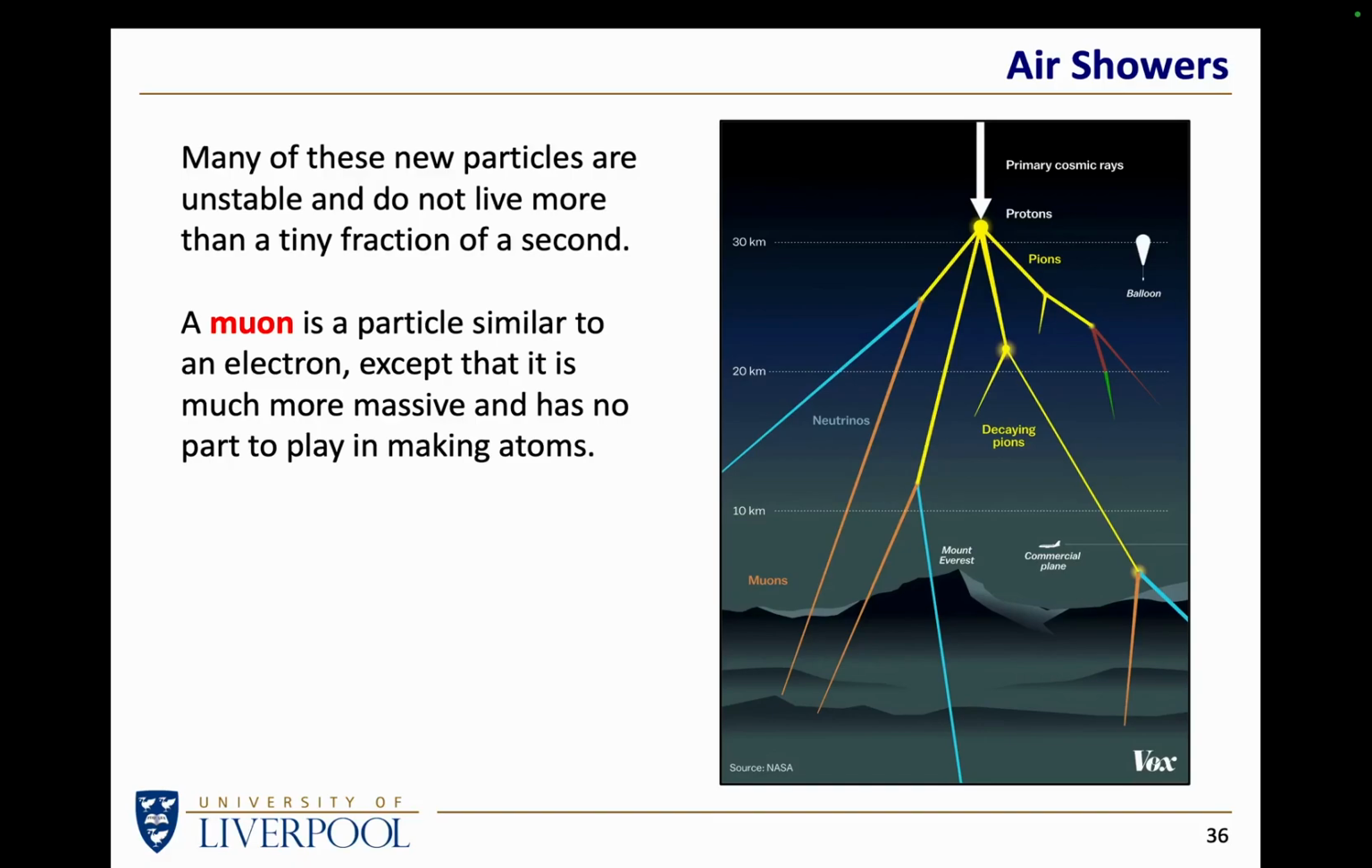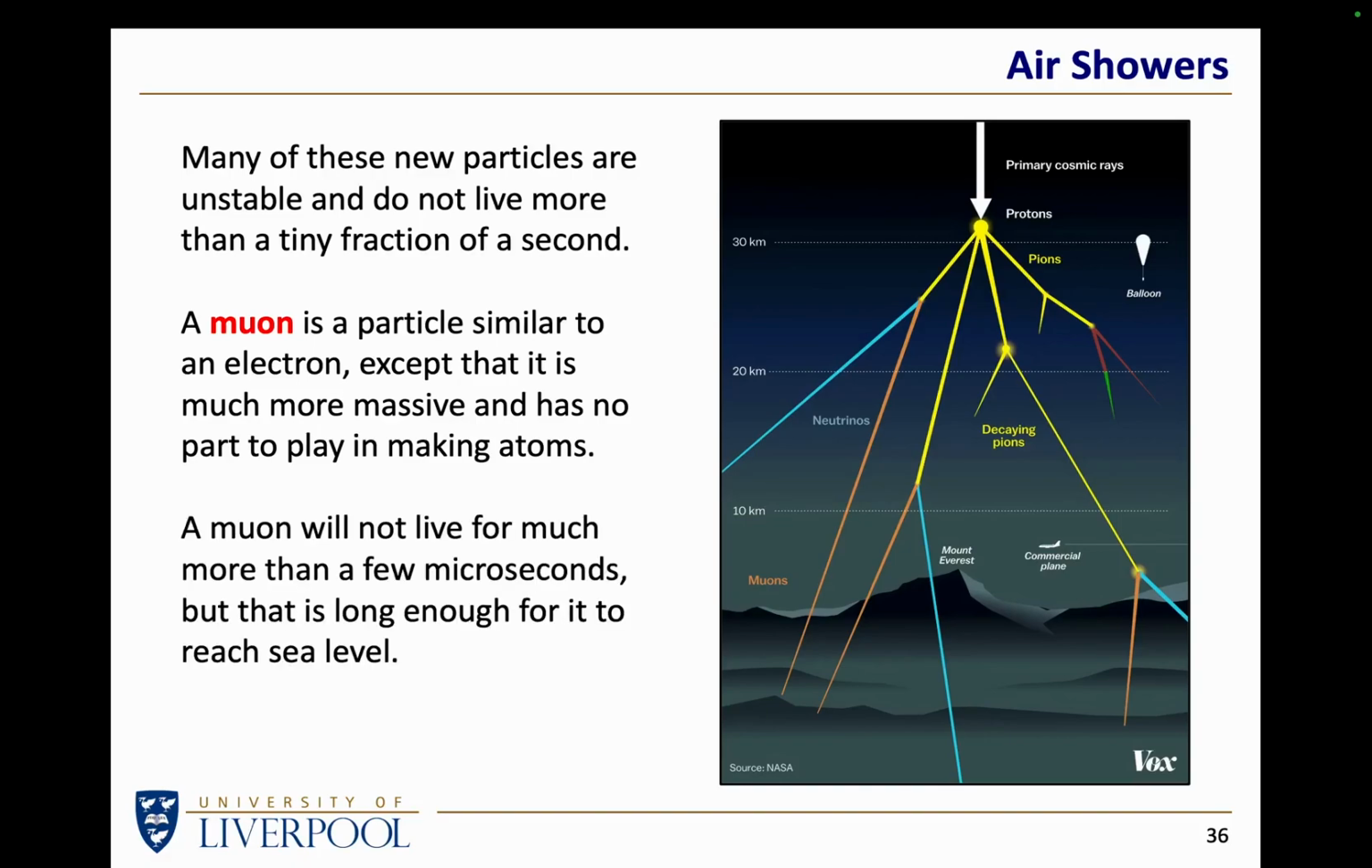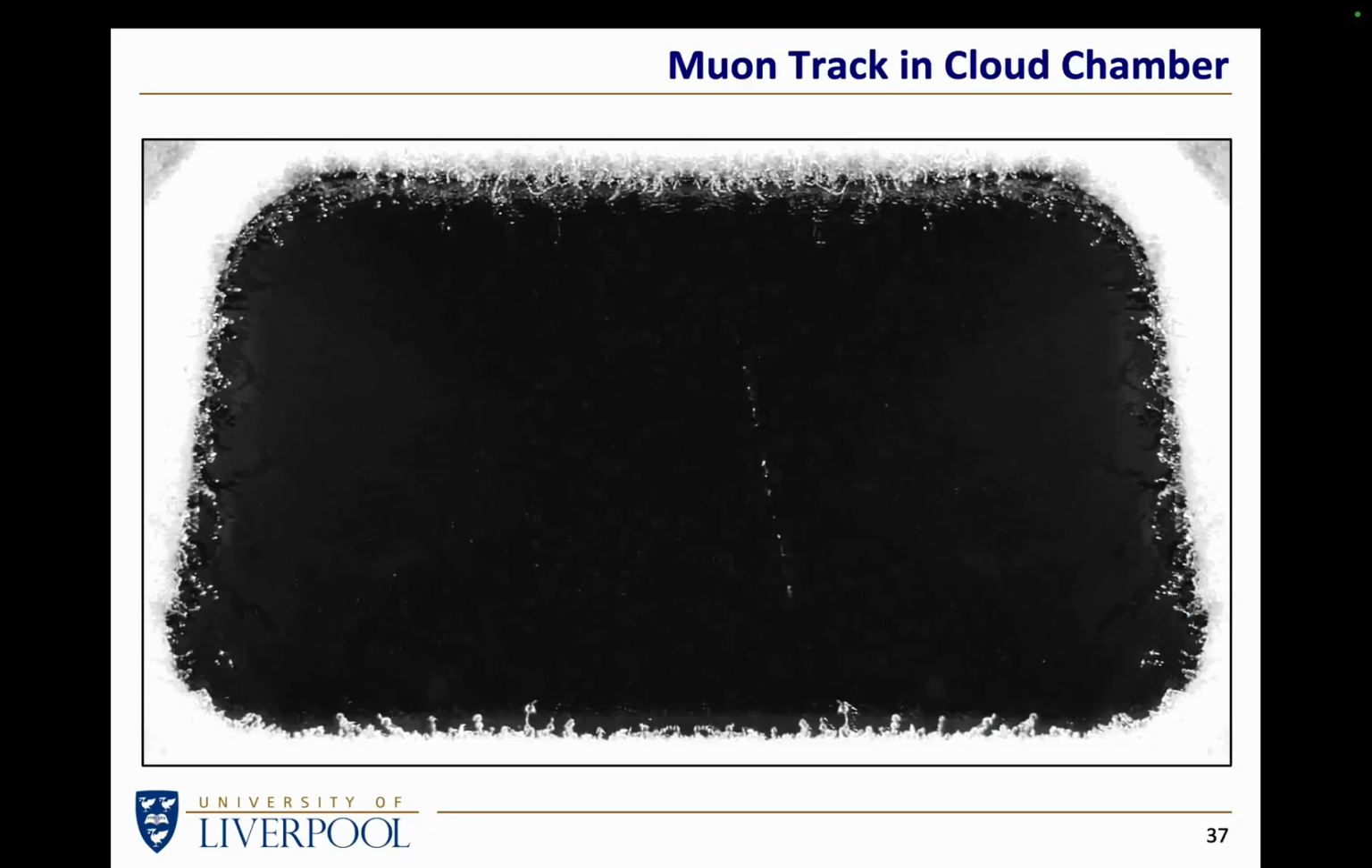So muons have no part to play in making atoms, but a lot of them are generated by cosmic ray showers. And a muon will only live for a couple of microseconds, a couple of millionths of a second or so. But a few microseconds is long enough for the particle to come from the high atmosphere through a cloud chamber, leave a trail, then it dies. A bit like a mayfly, doesn't last very long. And that's what a muon might look like if we looked at it in our cloud chamber.